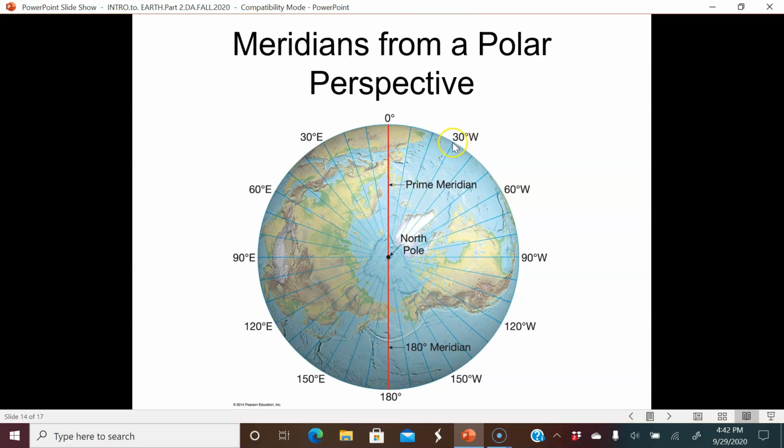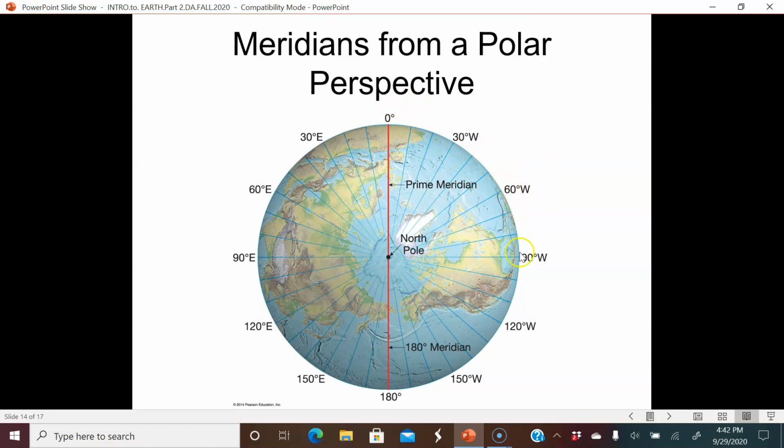What is the difference? What is the opposite longitude from 30 west? Well, going across here, we find it's 150 east. What's the opposite meridian from 60 degrees west? It'd be 120 degrees east.